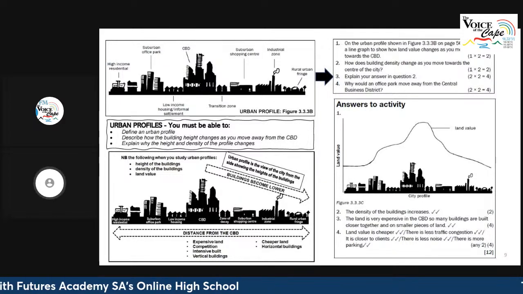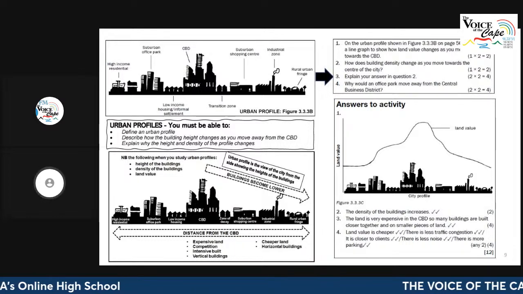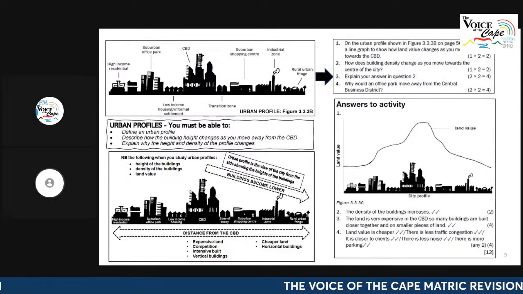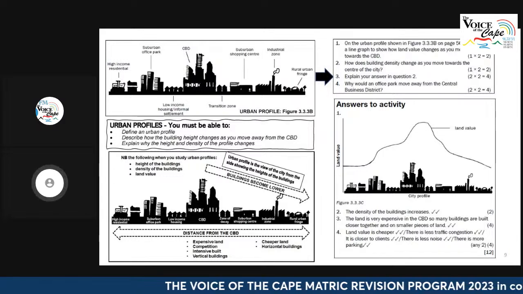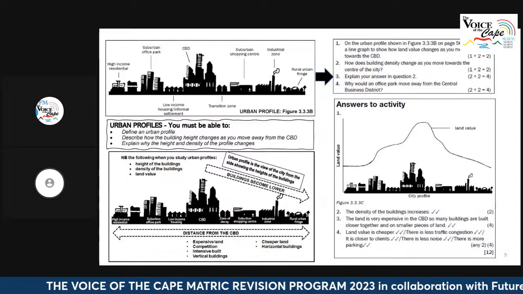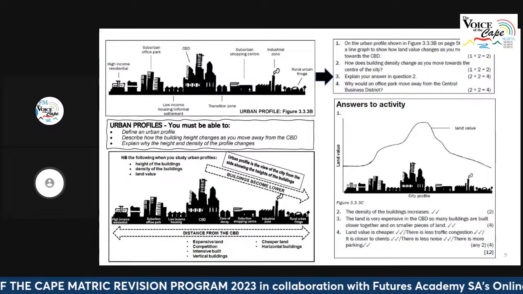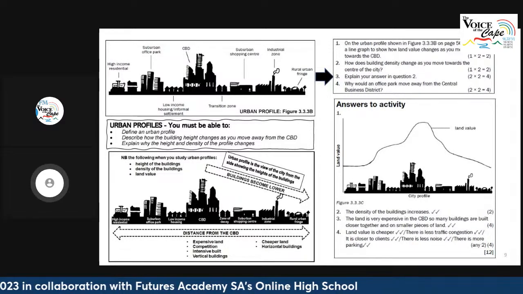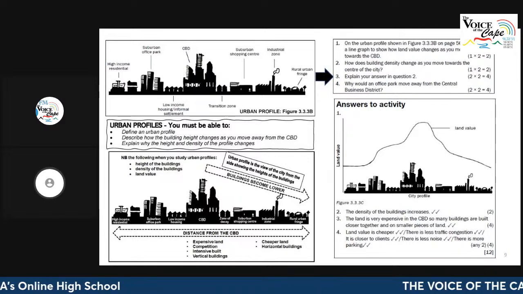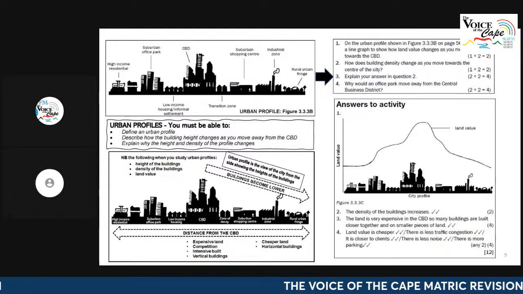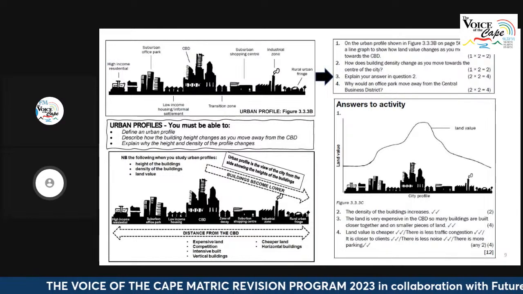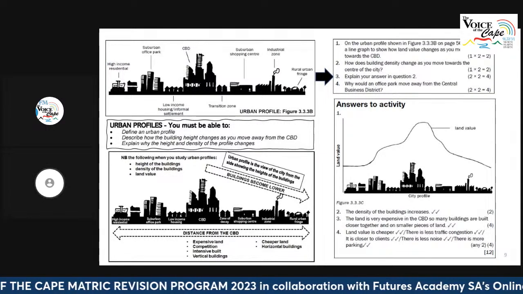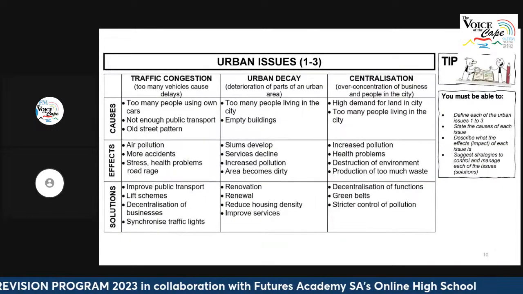Why would you say so? That would be immediately the next question. You would say that land is expensive within the CBD. You would say that lots of buildings are close together and they are on very small pieces of land. Then the next question would say to you, why would an office park move away from the central business district? Very easy. Land value is cheaper. There is less traffic congestion. It is closer to your clientele. There is less noise. There is much more parking available. So very easily answerable in terms of what type of questions you can actually get.